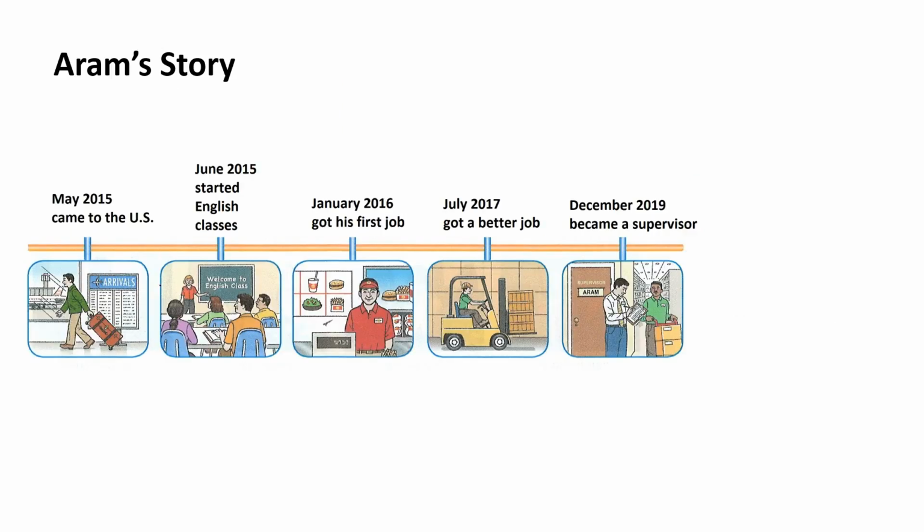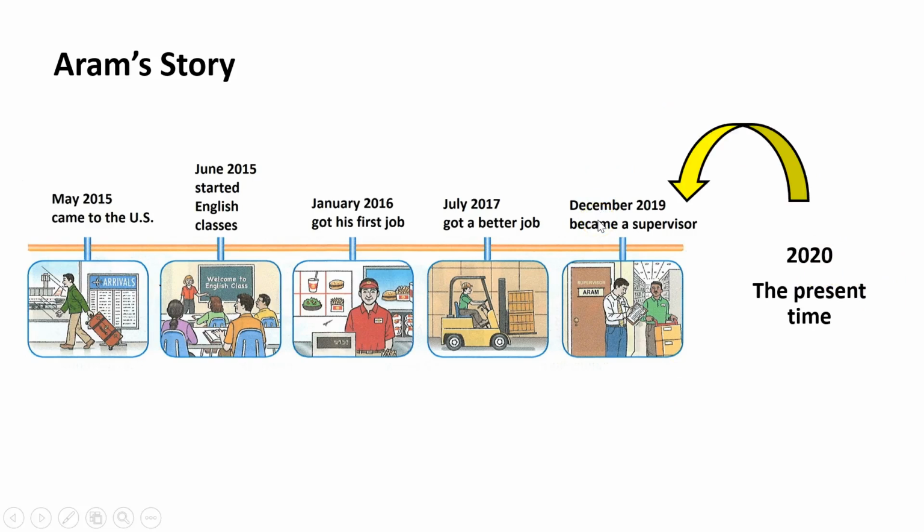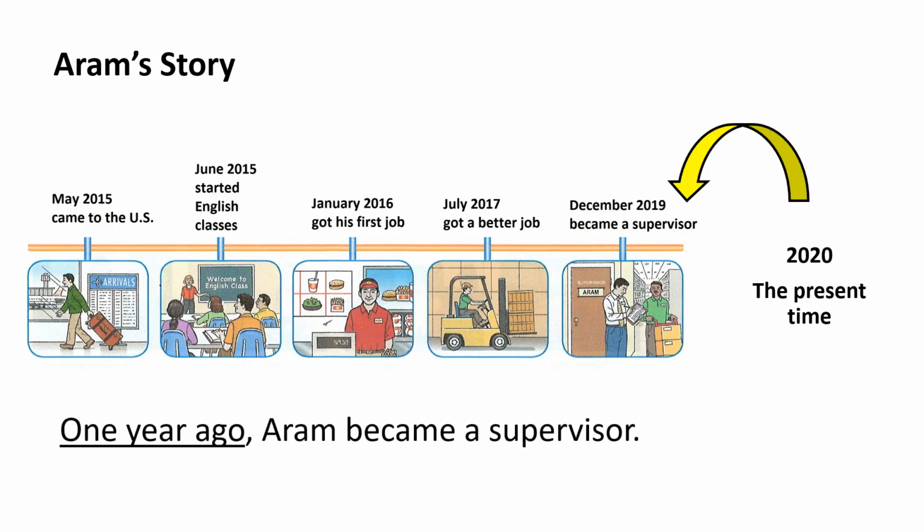Finally, for Aram's story, this is kind of interesting. If 2020 is the present, and this happened in 2019, I could say "1 year ago, Aram became a supervisor." Now, let me show you something.